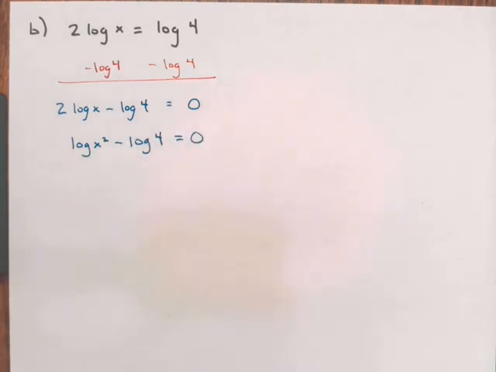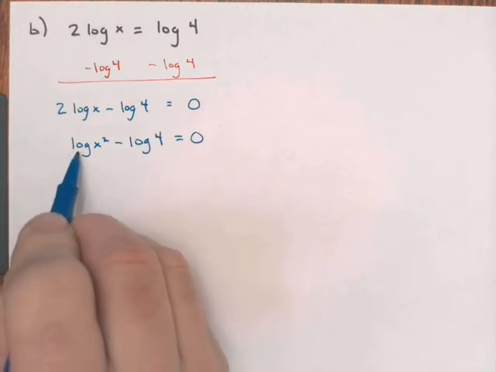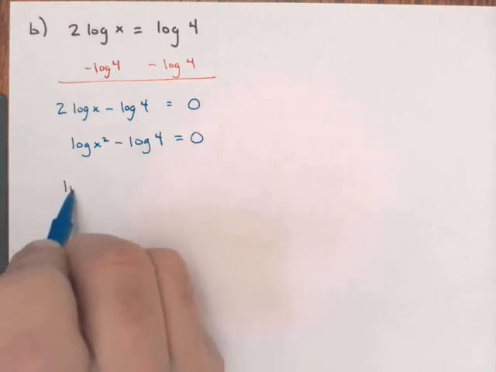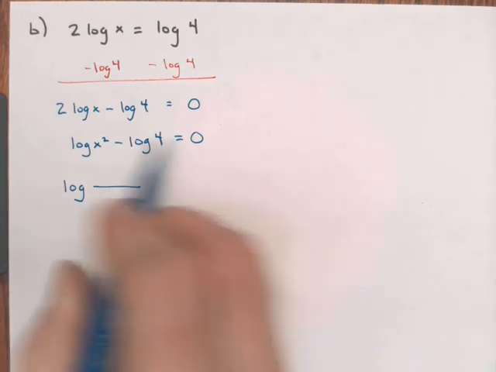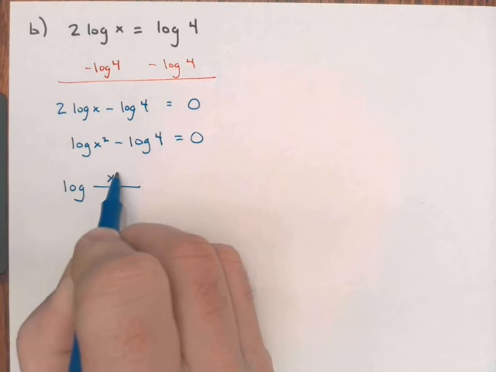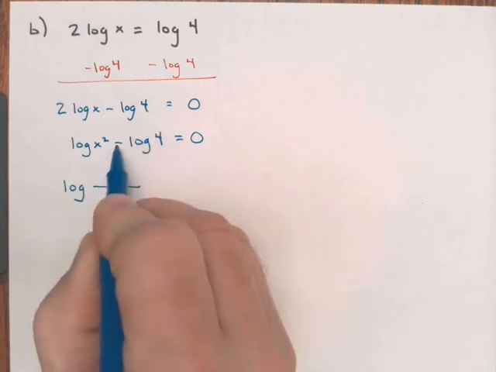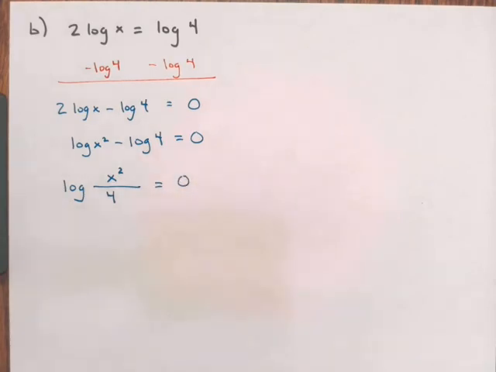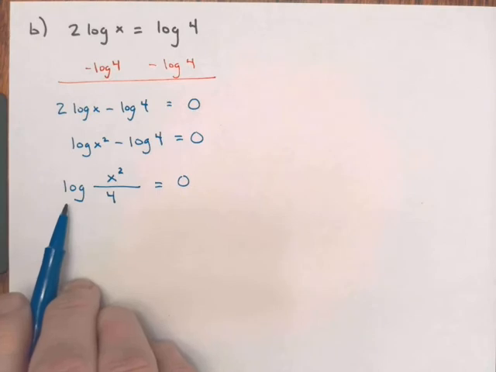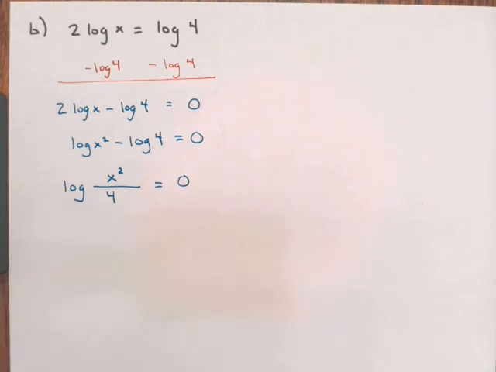And now, using another one of our properties, if you have a log minus another log, you can rewrite that with just one log. This first log is positive, so the x squared would be in the top. The second log has a subtraction in front of it, so the 4 would go in the bottom. Now I have one single log isolated over here on the left side of the equal sign. From there, I can rewrite this without a log at all.